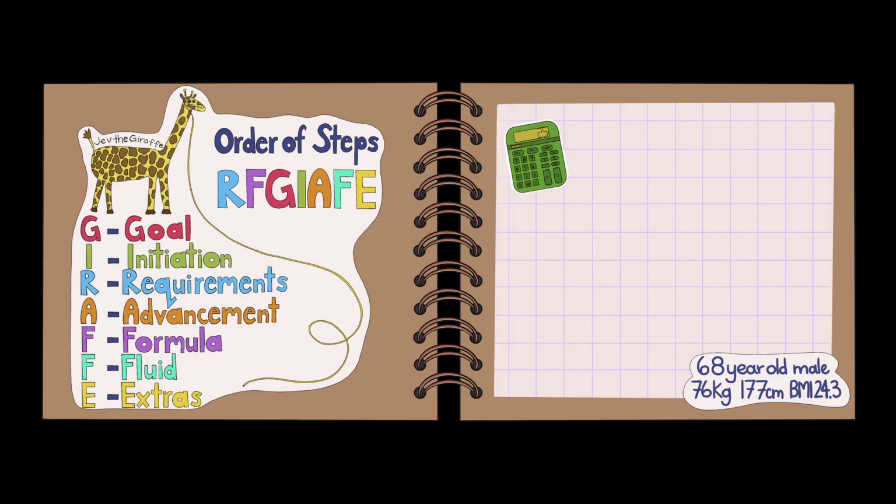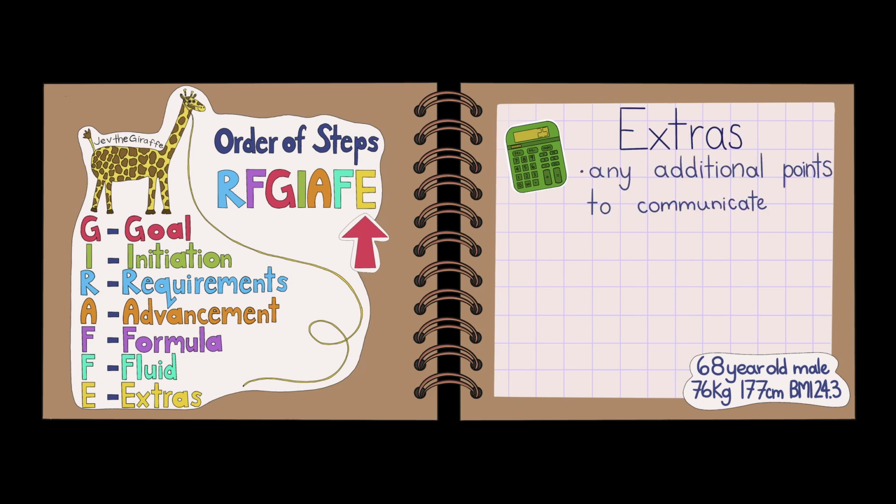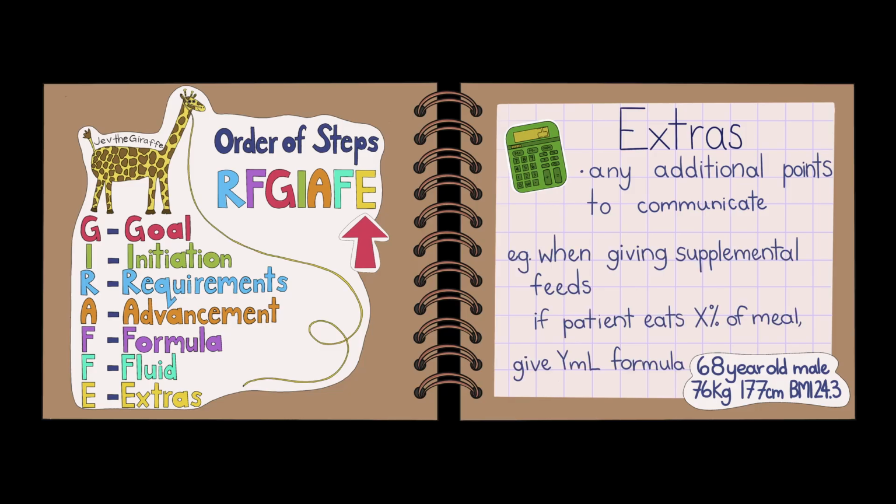Next step, E, extras. Extras is about communicating any additional points in our tube feed plan to the nurses who are going to see and follow the tube feed orders we provide. These could be if-this orders, such as if a patient is eating orally and getting supplemental tube feeds. If a patient eats 25% of their meals, give 200 mils of formula. If the patient eats 50% of their meals, give 100 mils of formula. And if a patient eats 75% of their meals or more, hold the tube feed.